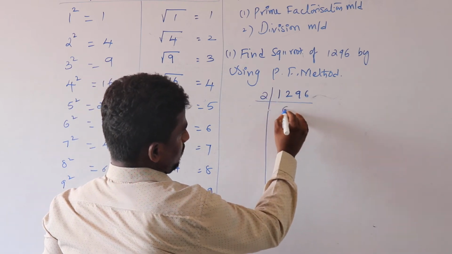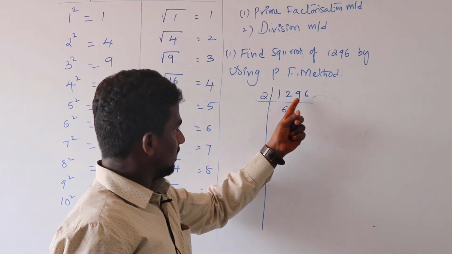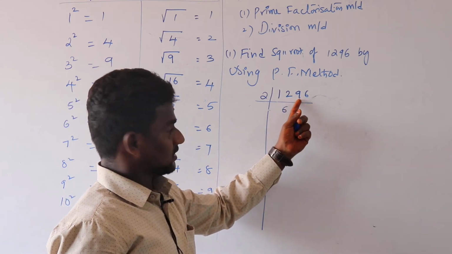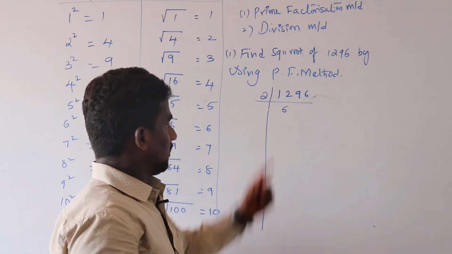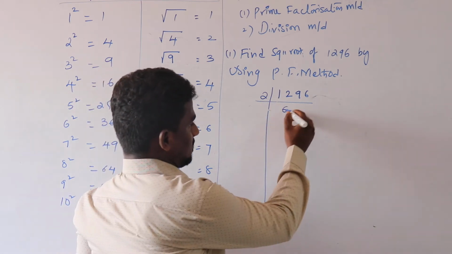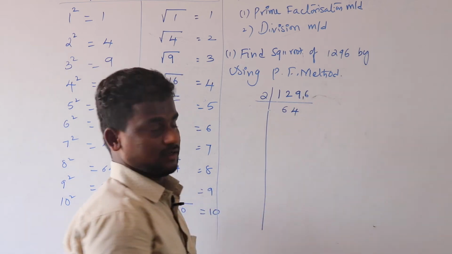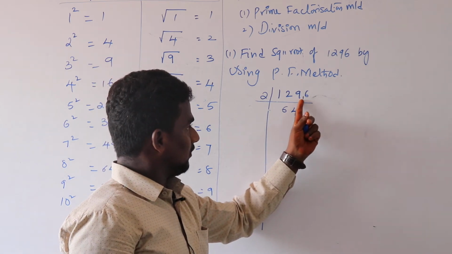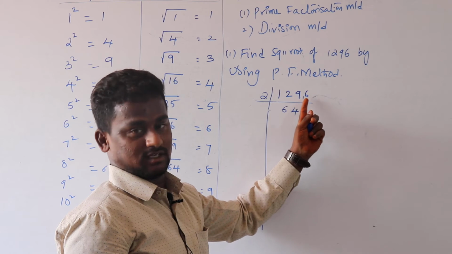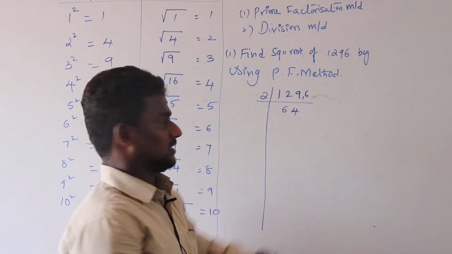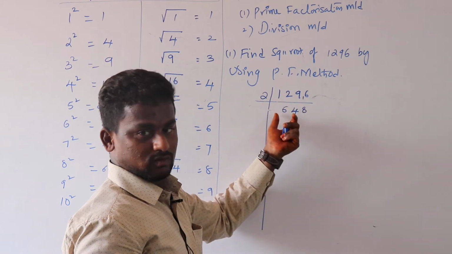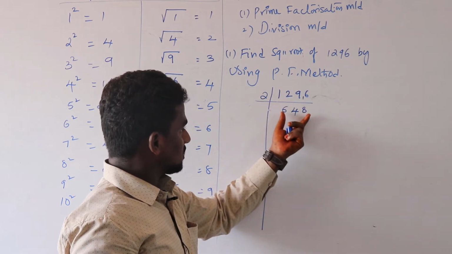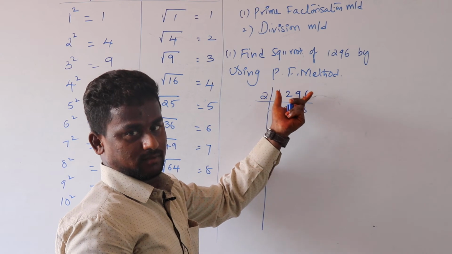2 6s are 12. So these two are completed. The next number is 9. Is 9 divisible by 2? Yes, 2 4s are 8, remainder 1. That remainder is carried to the next number, which becomes 16. 2 8s are 16. So the total number is divisible by 2. Otherwise, you can multiply 648 into 2 and you will get this number only.